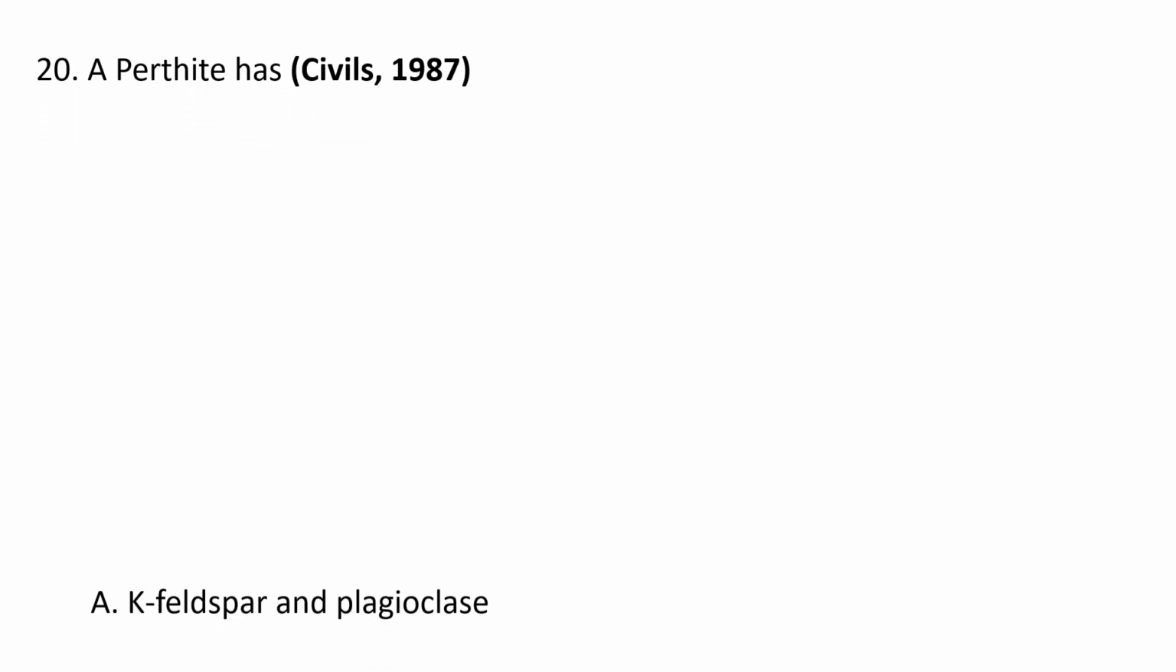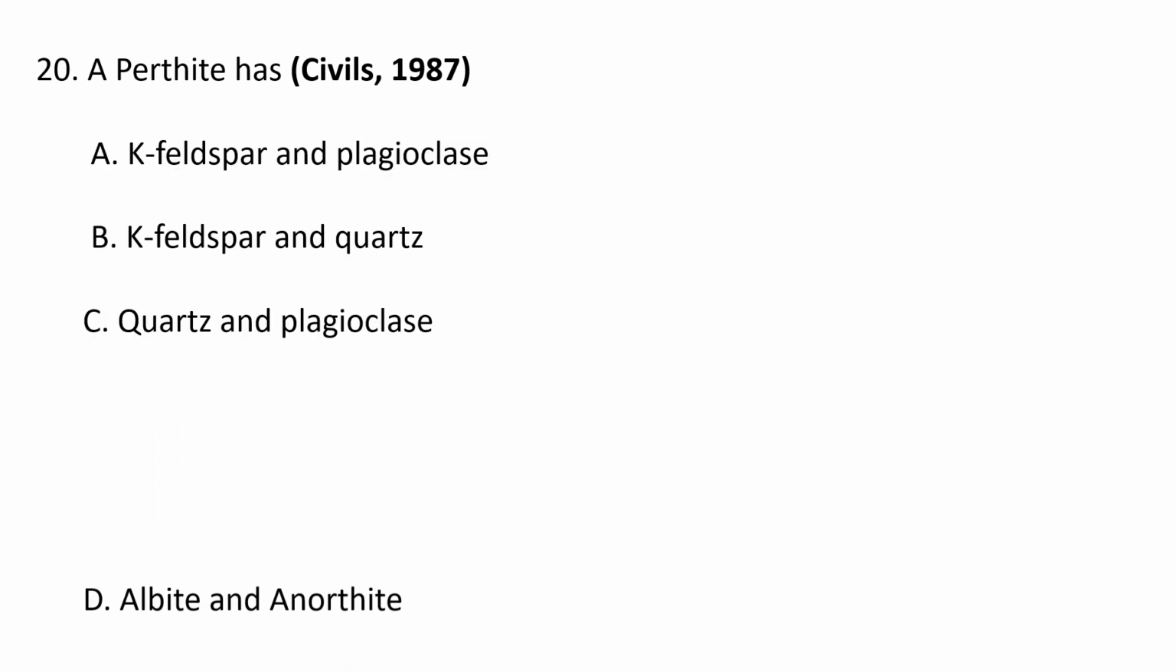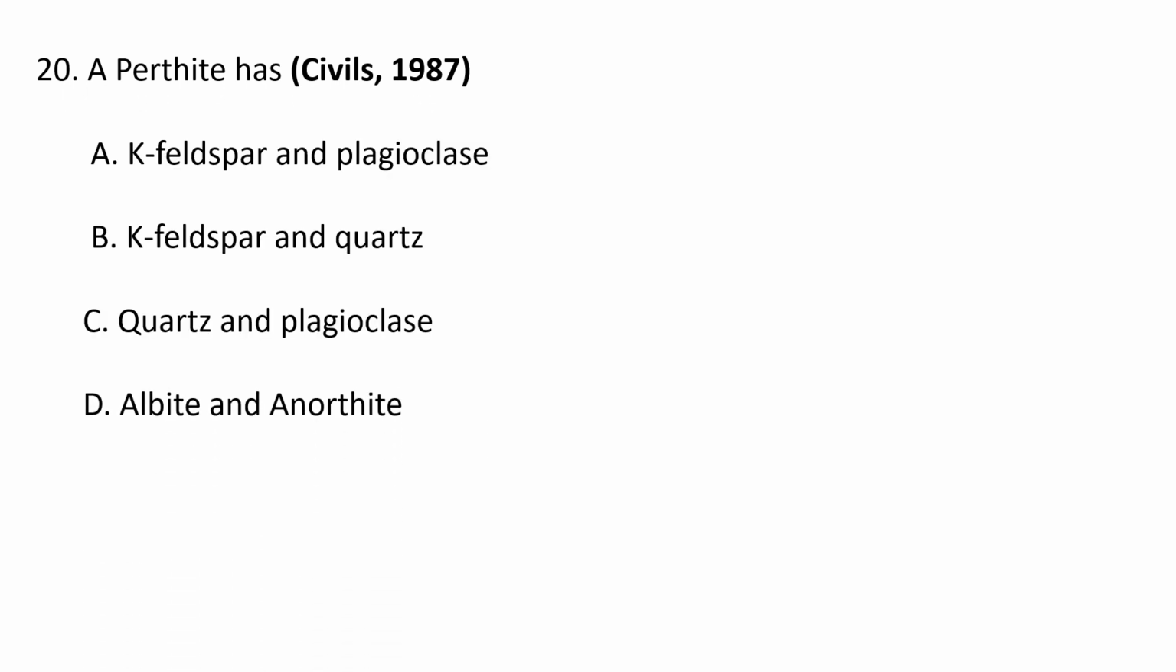Next question. A perthite has A, potash feldspar and plagioclase. B, potash feldspar and quartz. C, quartz and plagioclase. And D, albite and anorthite. A perthite is used to describe an intergrowth texture.